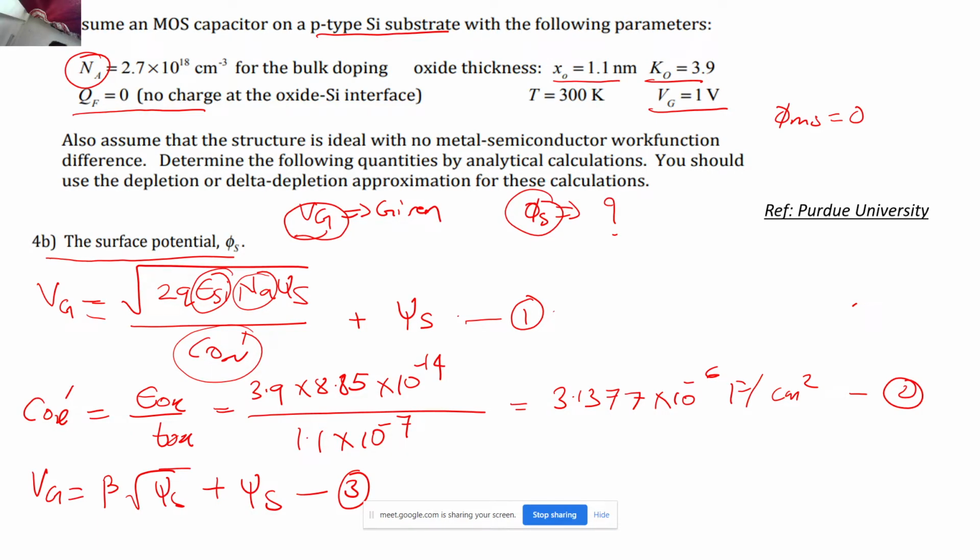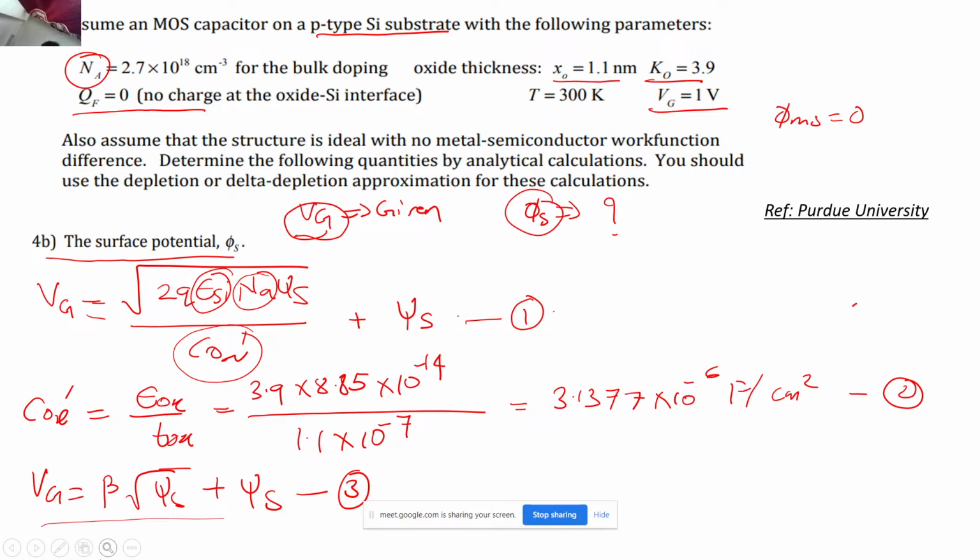So now we need to solve equation number 3, and somehow we need to find the value of psi s from this equation. So can you guys help me? How should I do it? Because there is a square root and there is a normal psi s variable present. I don't want to use any software or MATLAB to solve this equation. I just want to solve it by hand, and it is solvable. So what should I do to solve this equation easily?